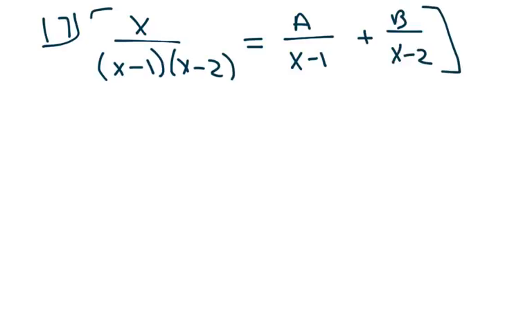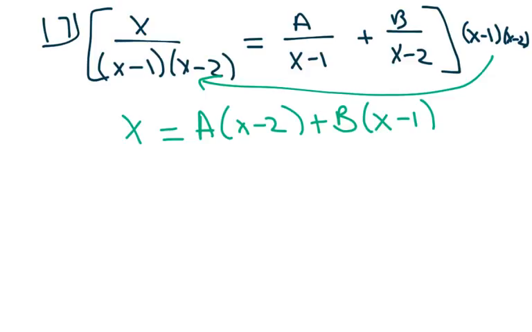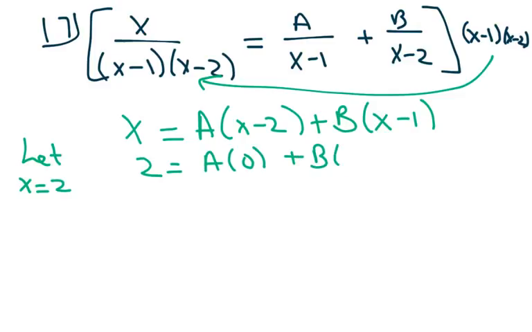I'm going to clear the fractions by multiplying by the LCD, which is x minus 1 times x minus 2. And what's going to happen is this part cancels out. So you get x equals a times x minus 2 plus b times x minus 1. Now, the first thing is if we want to get rid of the a, we're going to let x be 2. In that case, the a will cancel because you have a times 0 plus b times 1. So you get b equals 2. So I'll just put b equal 2 here.